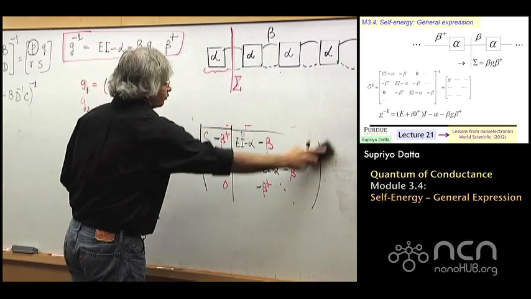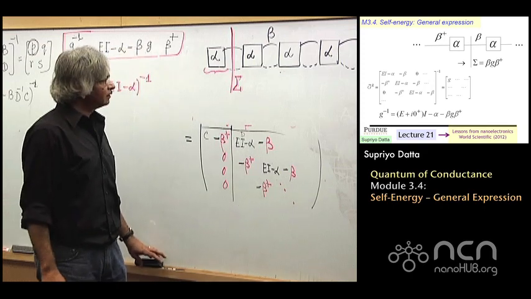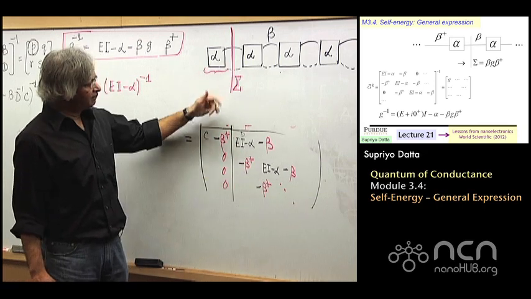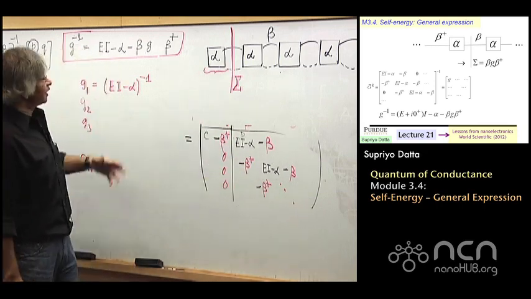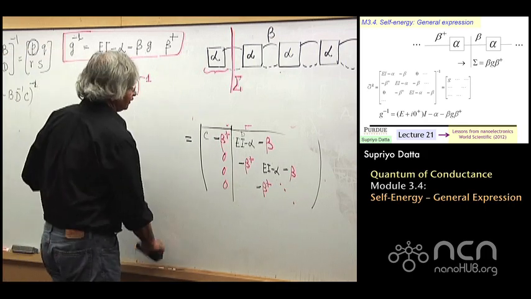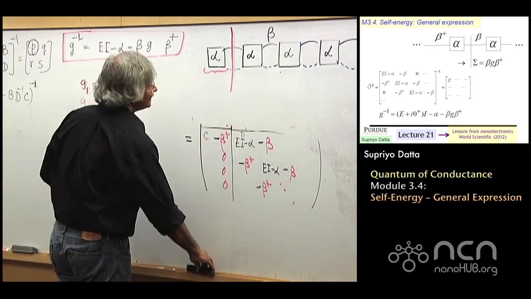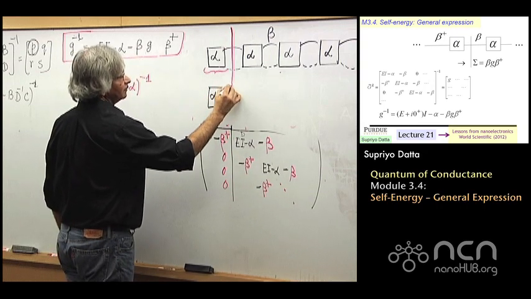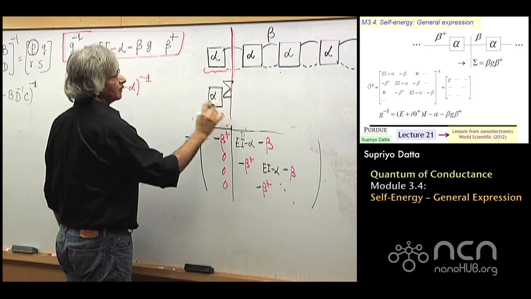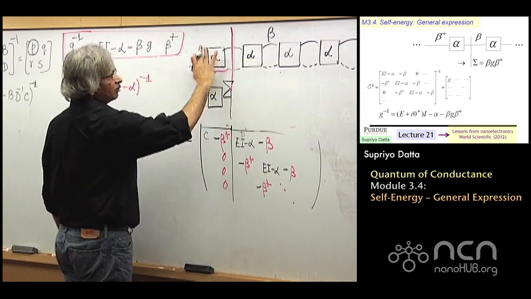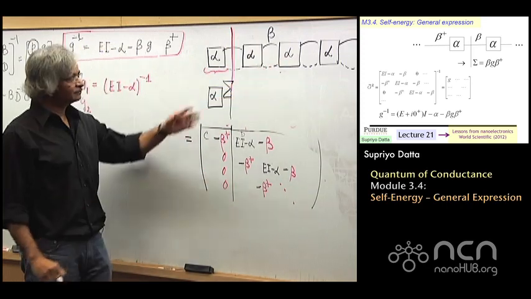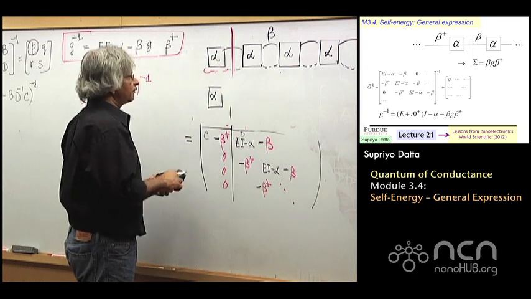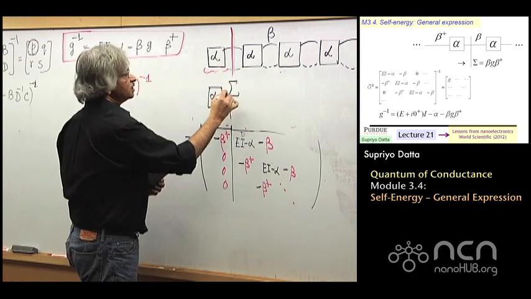Okay? Now, the question you may ask is, we started with a Hermitian Hamiltonian. Everything was Hermitian. Then how come by doing some matrix algebra, we come out with a non-Hermitian thing? You see, because what we are doing really is taking this and then representing it with an alpha plus a sigma. And the sigma represents the connection to the contact. So here was something that was perfectly Hermitian.